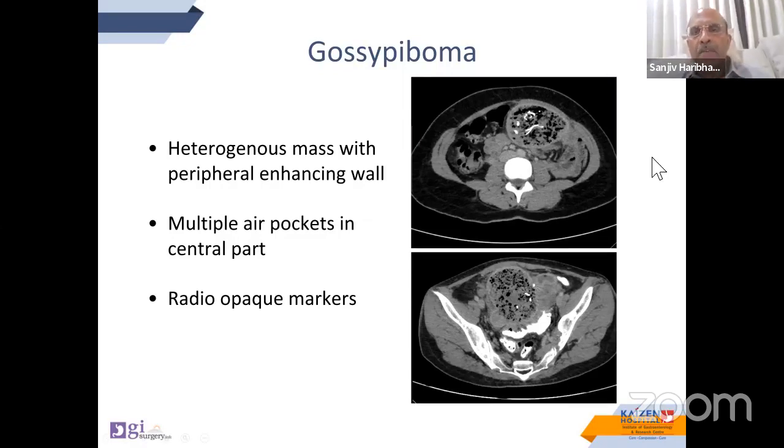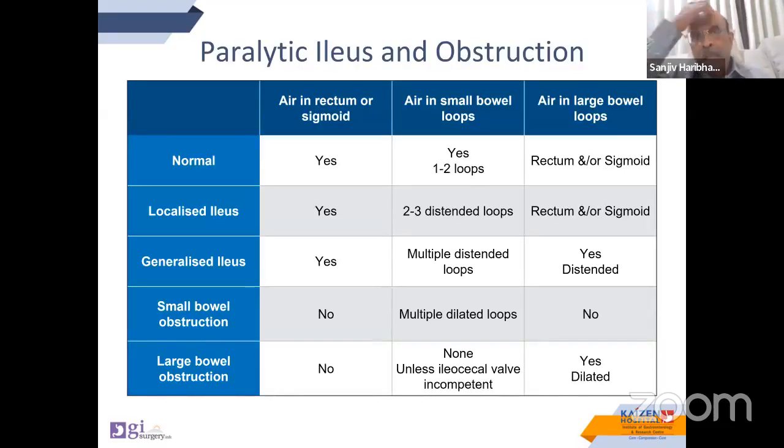Whereas gauzomas or foreign bodies retained after surgeries can show a very characteristic picture. You can see here there is a heterogeneous mass with a peripheral enhancing wall, multiple air pockets in the central part, and there are some radio-opaque markers also seen. These are classical findings of a gauze, a foreign body or a mop left behind in the abdomen.